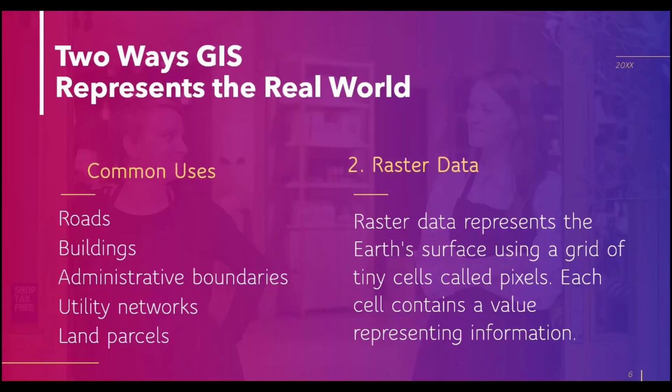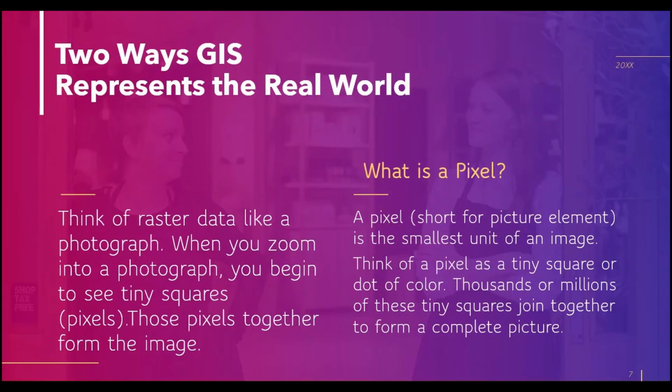Number two, the raster data. Now, raster data represents the Earth's surface using a grid of tiny cells called pixels. Each cell contains a value representing information. Think of raster data like a photograph. When you zoom into a photograph, you begin to see tiny squares. Those are pixels. Keep zooming, and you will begin to see those tiny boxes appearing. Those pixels together form the image.